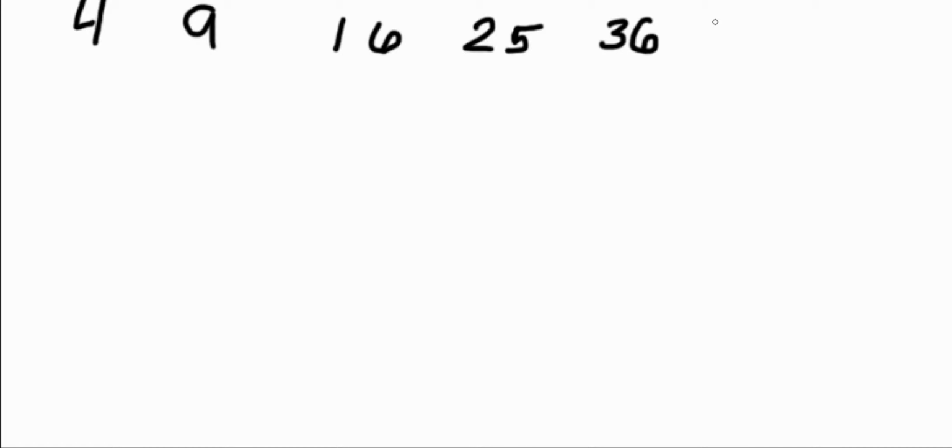Today, we're going to talk about reducing radicals. But first, let's think about what a perfect square is. What does that mean? If we start at the smallest ones, we have 4. We have 9. We have 16. We have 25. We have 36. And we have 49. What do these mean?